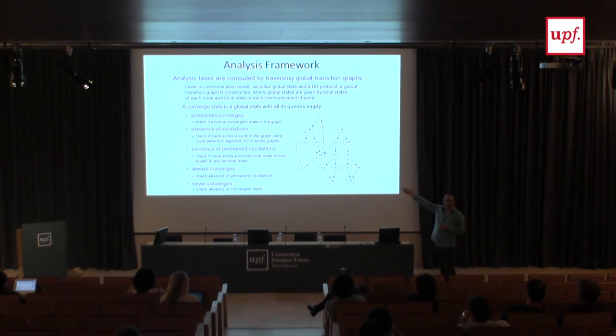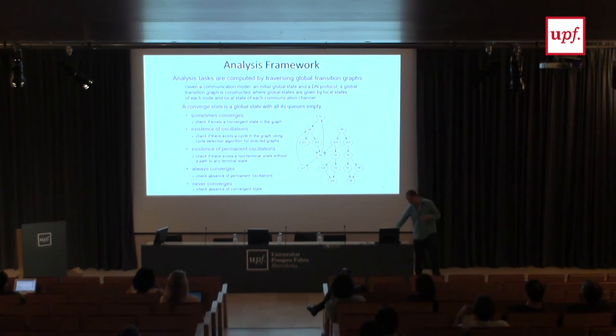Existence of permanent oscillations means that you are able to stay in a loop without being able to reach one of these states. There is no possibility of reaching one of these states. Always convergence means that you are not able to get into loops, and never convergence is the absence of that. So we are transforming all the problems related to convergence into properties of the graph.